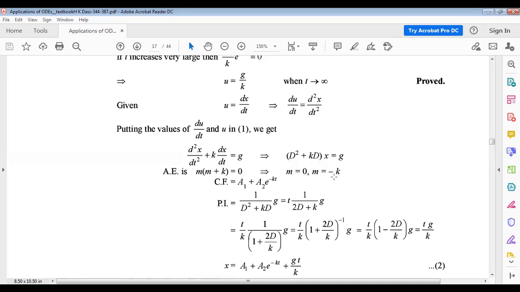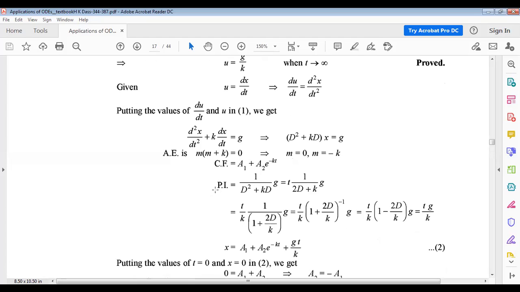t is the independent variable and x is the dependent variable here. Remember it. d square x by dt square. This is why, here x is the dependent variable and t is the independent variable. This is why the complementary function is this type.